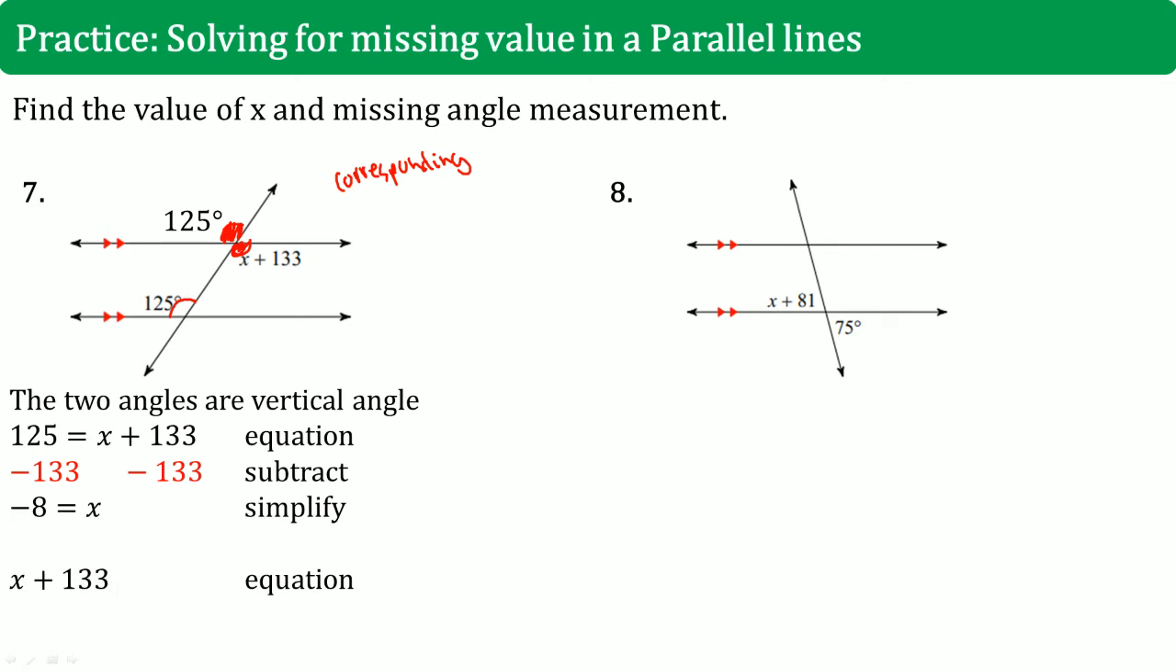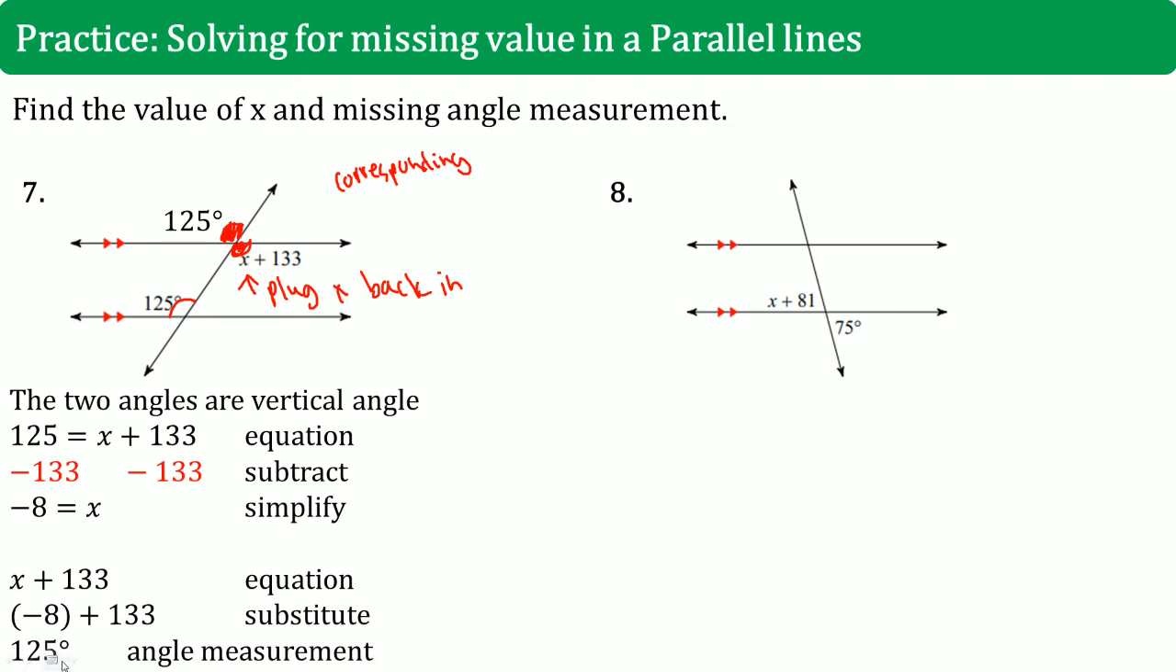So what we do here is we plug the x back in here. So x was -8. That's what we put, plus 133. We saw that once we plug it in, it becomes 125. This makes sense because this has to be 125 degrees because these two are vertical angles.